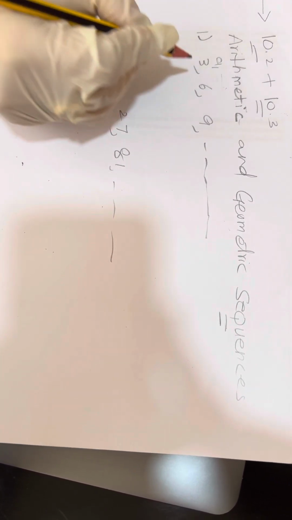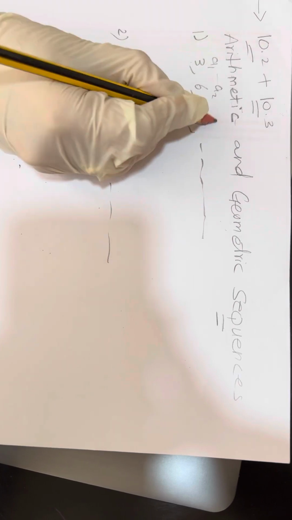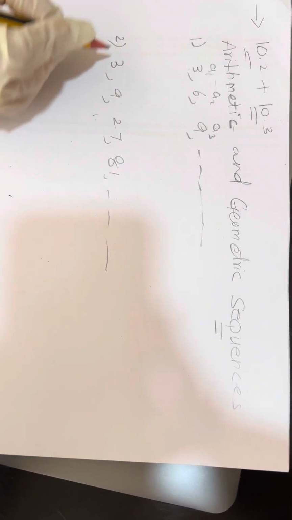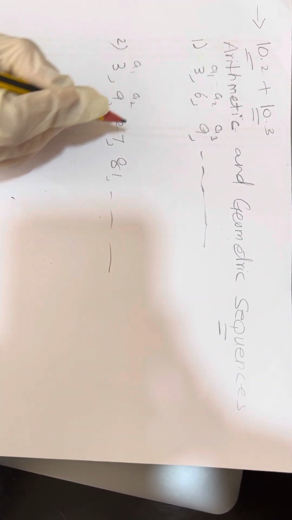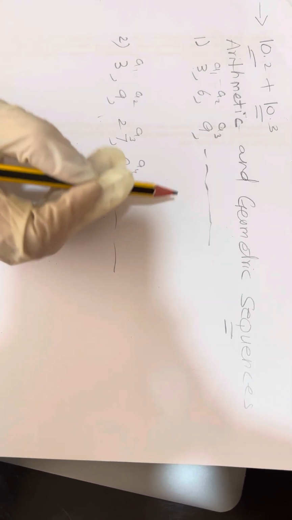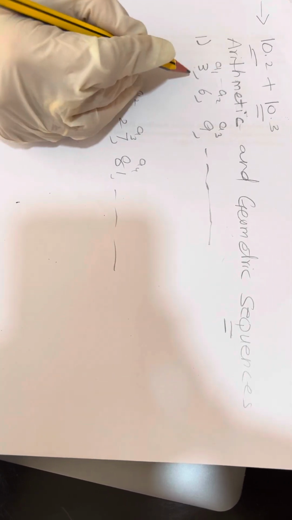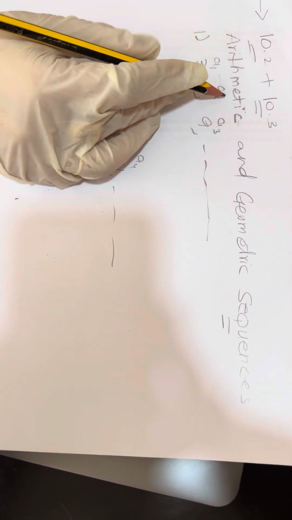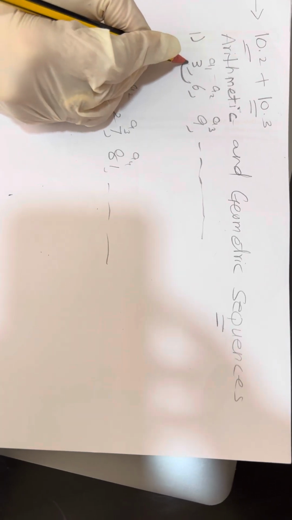So always in a series we represent the numbers by terms. For example, this is A1, this is A2, this is A3 and so on. And here this is A1, this is A2, A3, A4 and so on. Now I want to check which one is arithmetic and which one is geometric. So first let me check whether this is arithmetic or not. For arithmetic we need to find the common difference.